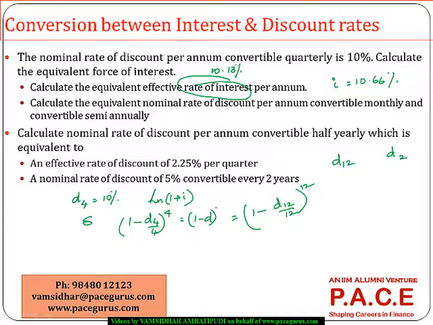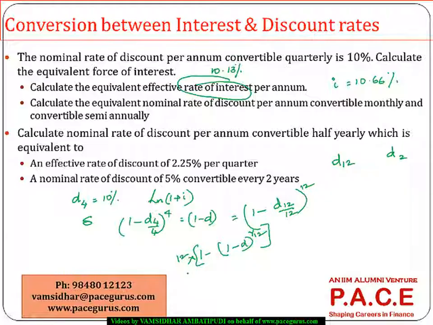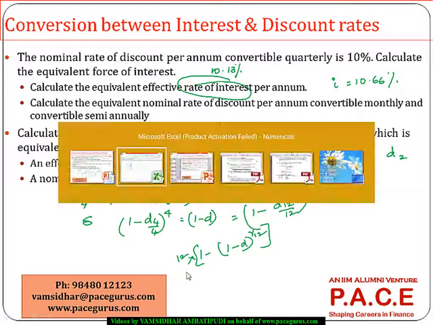So from here, if I do 1 minus D to the power 1 by 12, that is what I will get as 1 minus D12 by 12. So D12 by 12 becomes 1 minus of this, and 12 times. So 12 times 1 minus of 1 minus D to the power 1 by 12 is what is my D12. So I can try finding out D12 from here, which is nothing but 12 times 1 minus 1 minus D to the power 1 by 12.